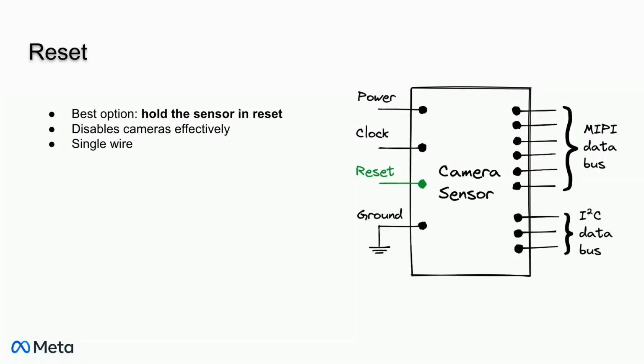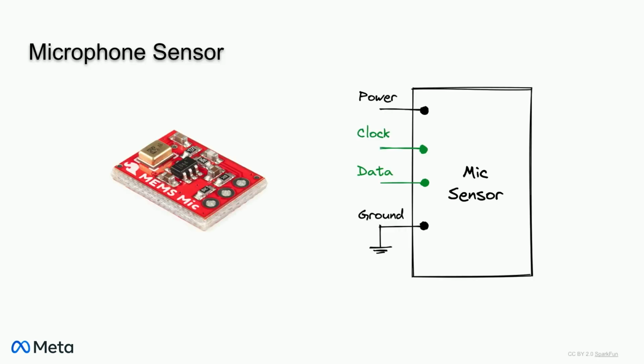So in our exploration, we discovered that holding cameras in reset is by far the best way to disable a camera sensor. The reset pin is effectively equivalent to rebooting the device and holding it in the rebooted state. And this is a very effective way to disable a camera sensor, and it also has the benefit of being a single wire solution. Now let's look at the microphone for a bit.